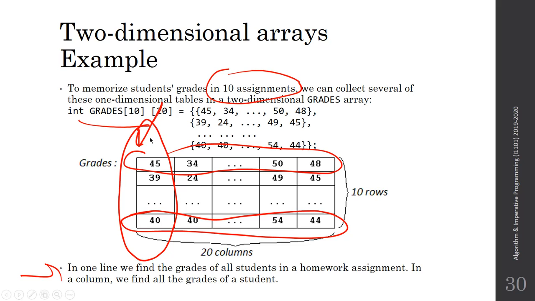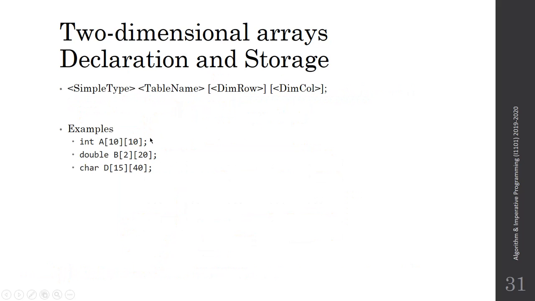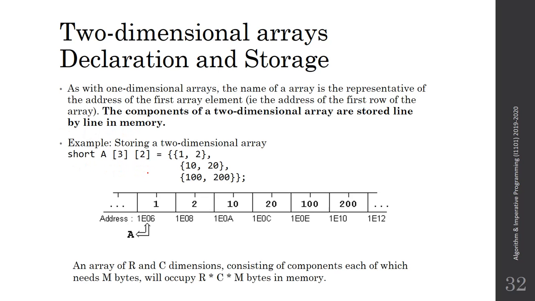Now we'll move on to how we declare, read and display. The declaration is the same as in the unidimensional, however we will have a new dimension. So here again we will have a bracket and a number. The first one is the number of rows and the second one is the number of columns. For example, in the last example, char d[15][40] means you have 15 rows, and in each row there are 40 characters.